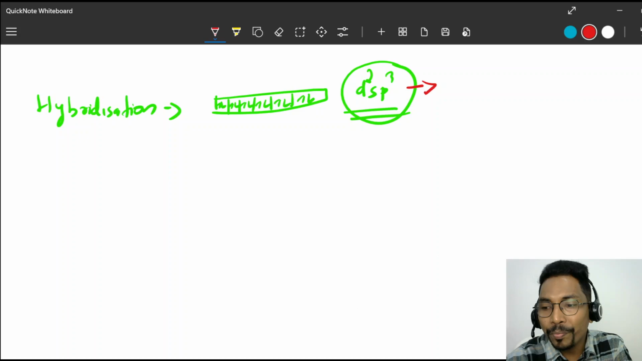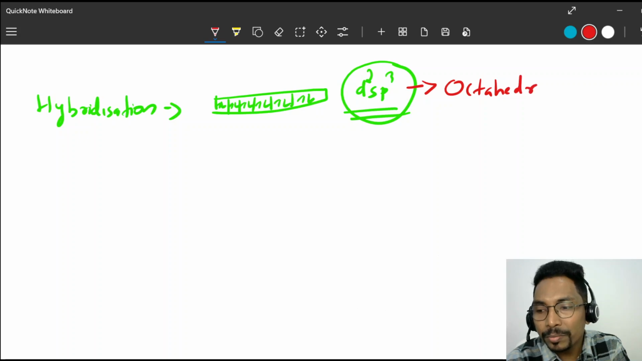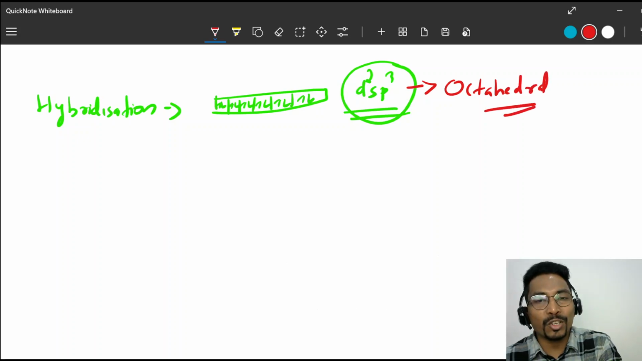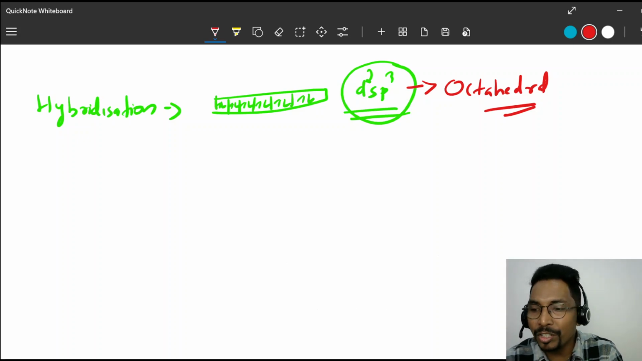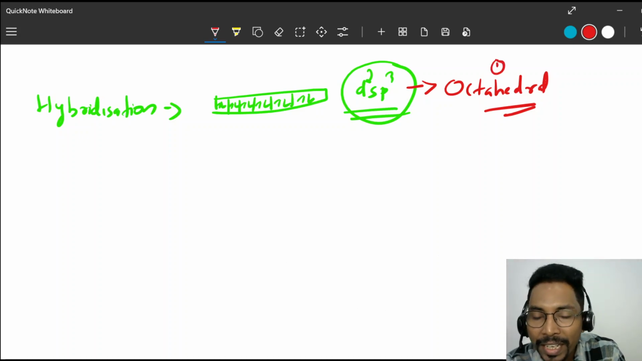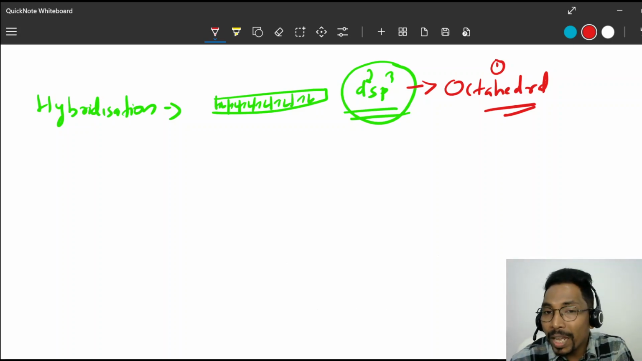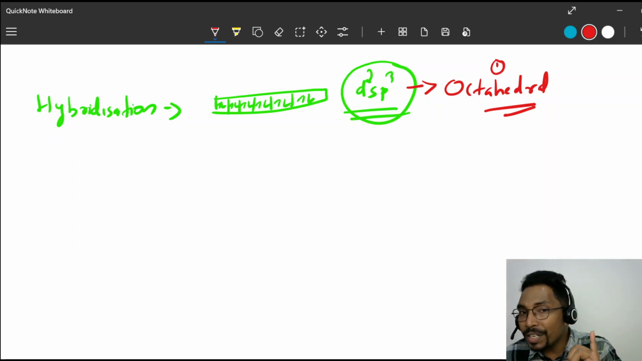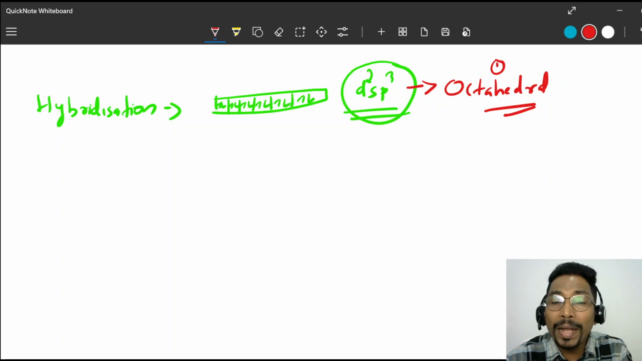d2sp3 means the shape, the geometry of the complex, is octahedral. Octahedral geometry, that is the first point. And second point, I told you, hybridization we have found out. Then geometry is ready. Then paramagnetic or diamagnetic.